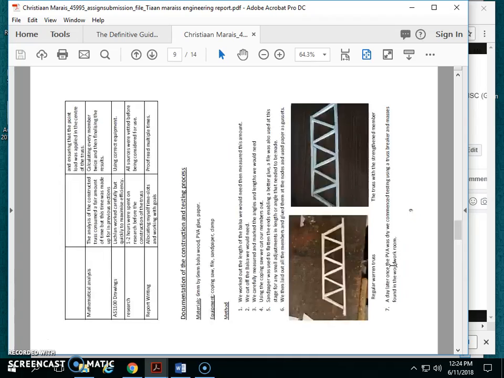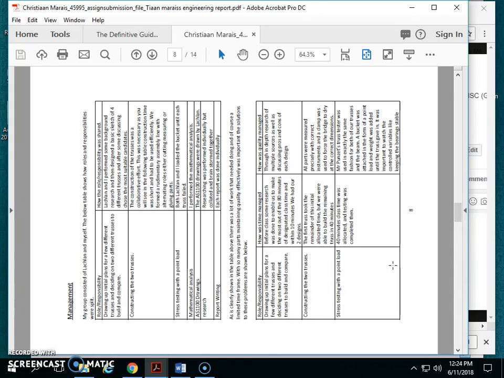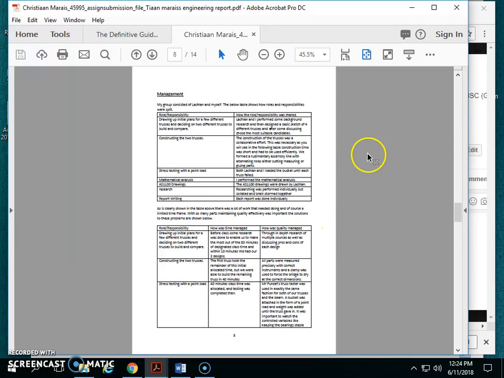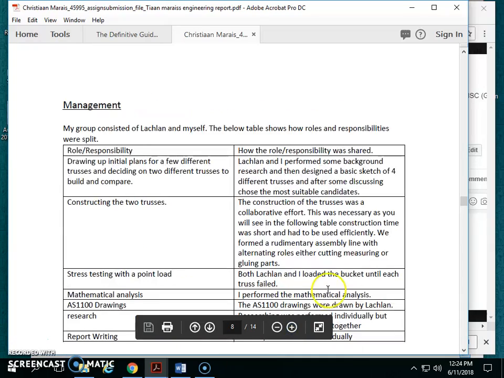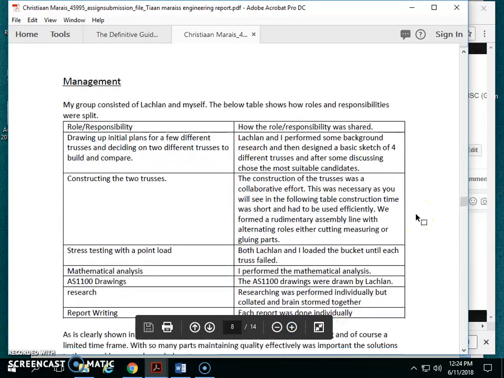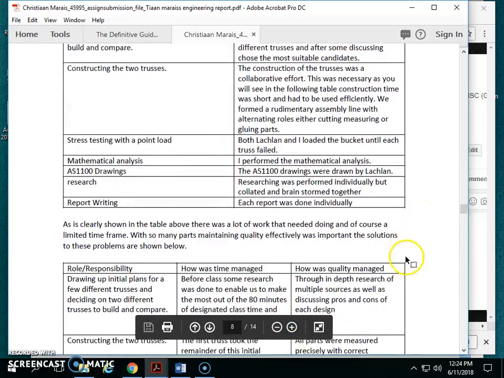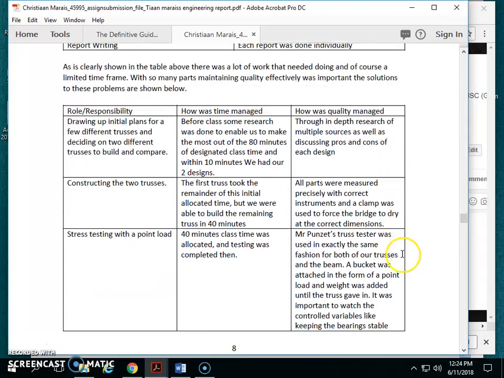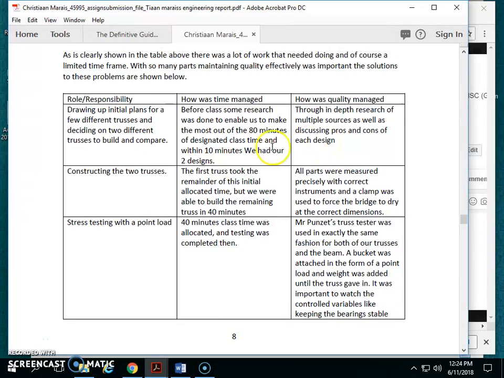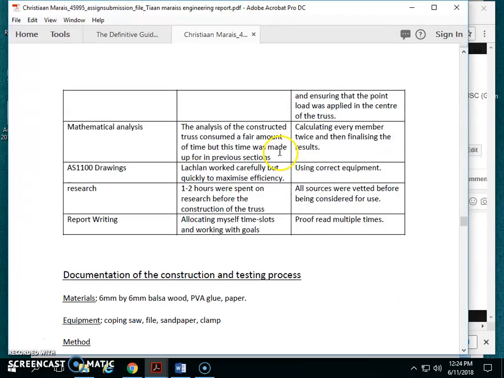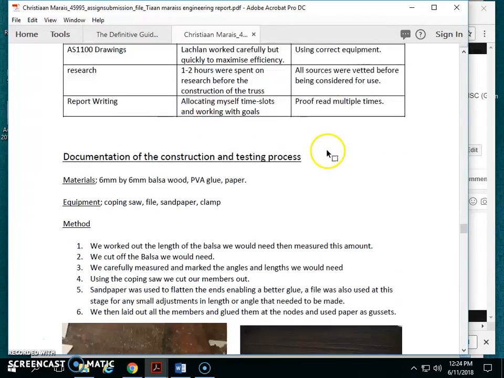Now, then what they did is, I have to return back to the other way. Okay, so then what they did is, I want to zoom in. They said who was going to do what job, and then they said how well this was managed, how time was managed, how quality was managed. So they said how they ensured that things were done on time, how they ensured that things were done properly.